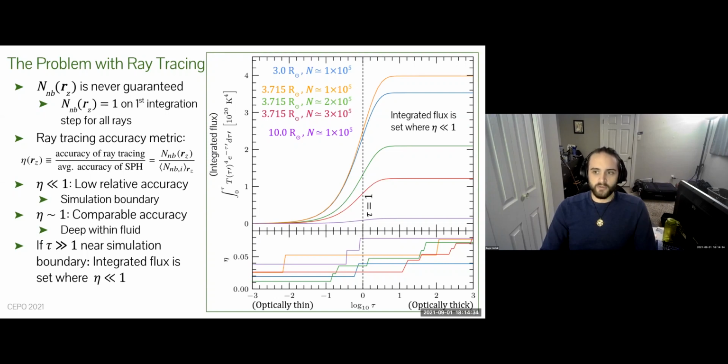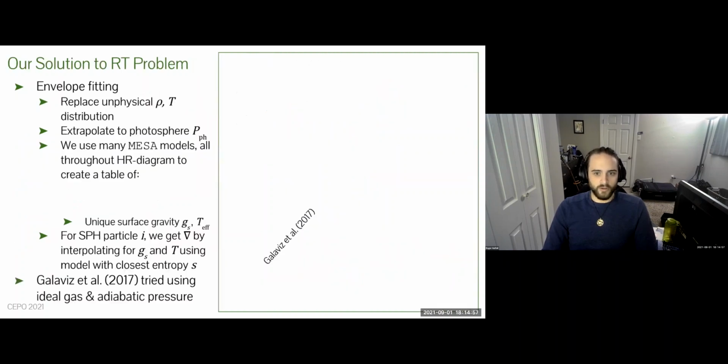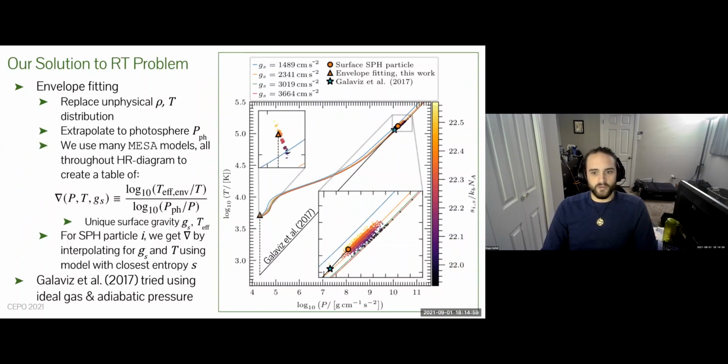And so this particularly becomes an issue when the optical depth is really high near the surface. You can see in this plot on the right that the value of the integrated flux becomes set at very shallow depths. So this is well before eta can get anywhere close to 1. That's why the ray tracing solution is 2 orders of magnitude off. Our solution to this is what we call envelope fitting.